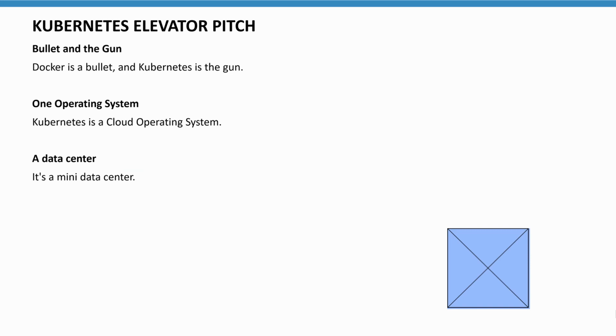Kubernetes elevator pitch. It is important to explain Kubernetes to executives and managers. So I give three elevator pitches to you. Docker is a bullet. Kubernetes is the gun. Kubernetes is a cloud operating system. Kubernetes is a mini data center.